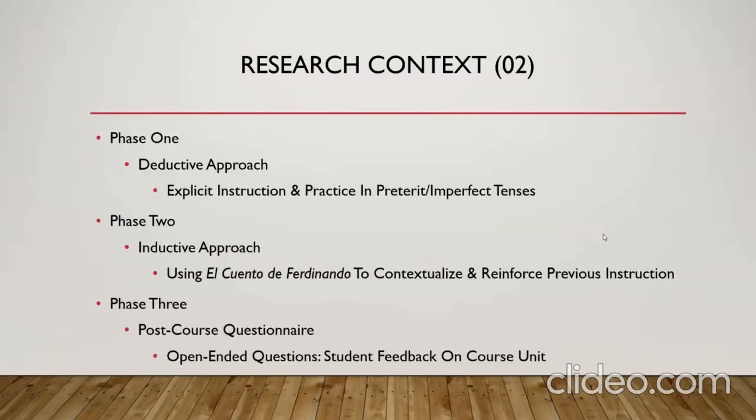The study took place in 3 phases as part of the course. The first phase used the deductive approach, where students received explicit instruction regarding the preterite and imperfect tenses, and did some subsequent practice to start to master those verb tenses. The second phase was more inductive, utilizing parts of the PACE model and the Cuento de Ferdinando book to contextualize the verb tenses in Spanish, but also to reinforce the instruction they'd received in phase 1.